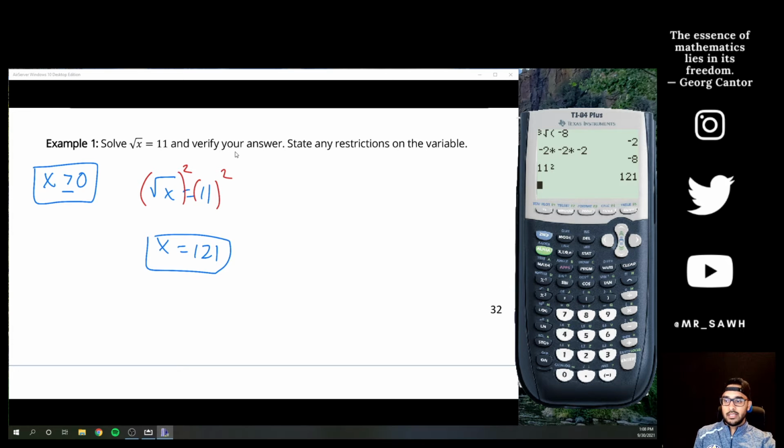It's also asking us to verify it, so we'll plug it back into the original expression. Now I know this one is going to work because if I do the square root of 121, I'm going to get 11, right? So it is verified. There you go. So this is a pretty easy one to double check. Pretty easy to solve, pretty easy in terms of the restriction as well.